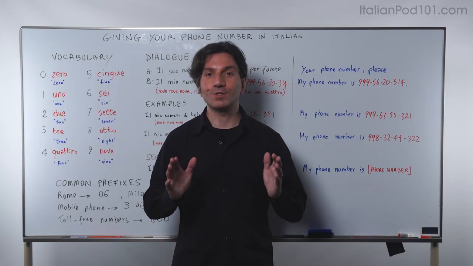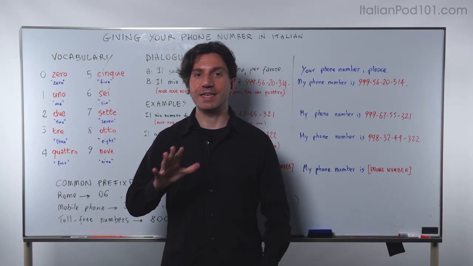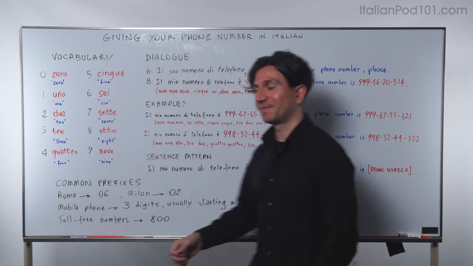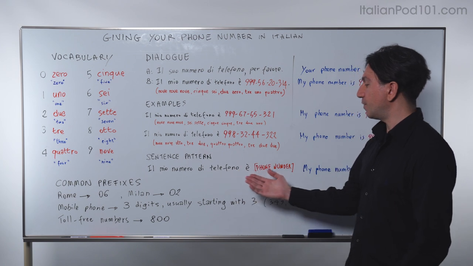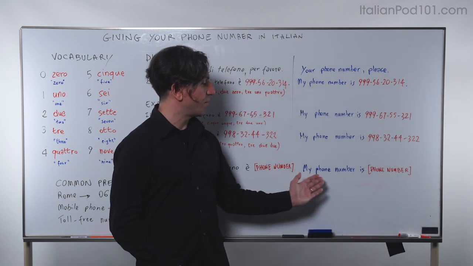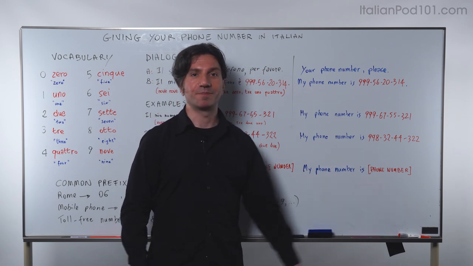Well, the pattern to give your phone number in Italian is il mio numero di telefono è, phone number. My phone number is phone number.